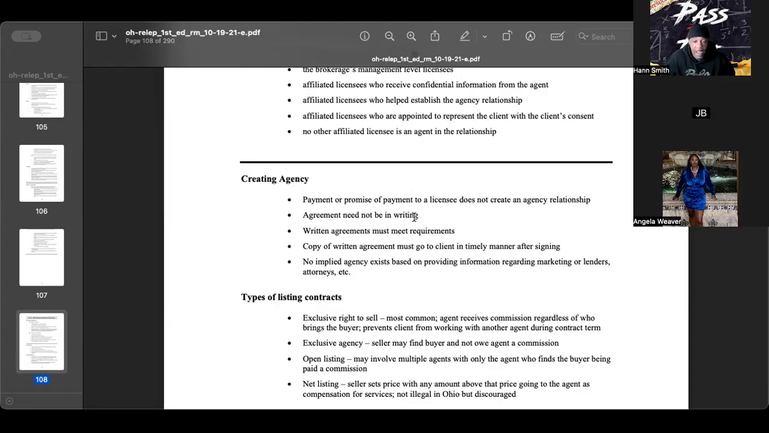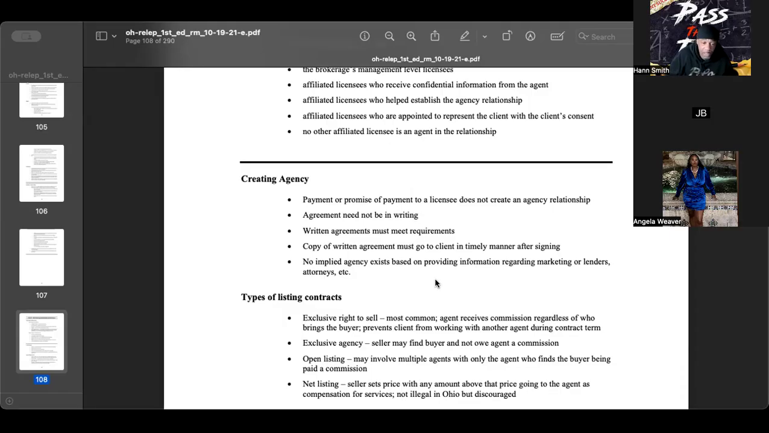All right. No implied agency exists based on providing information regarding marketing or lending, lenders or attorneys. So just because you give them a recommendation, like, hey, this is how I would market your property, or you need to talk to this lender, or you need to see this attorney. Remember, implied agency is through your actions. So if you're recommending how you're going to market a property, or you recommend a lender or an attorney to somebody, that does not create an agency relationship.